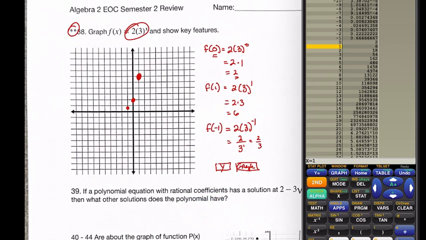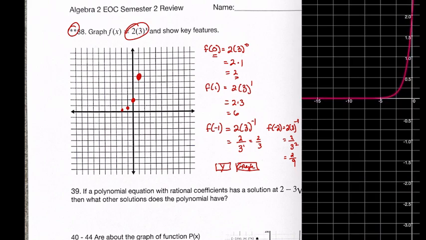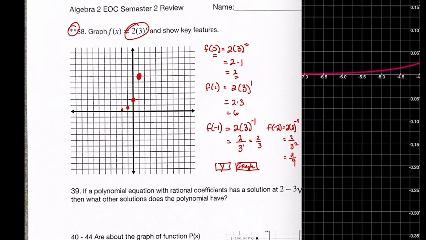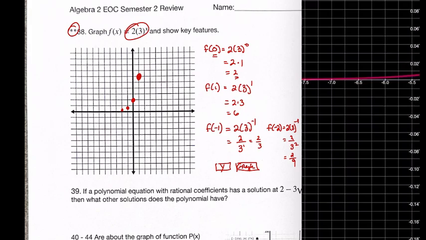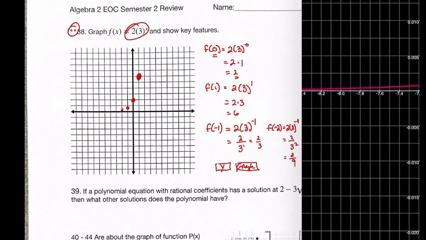And I could do one more. I could plug in negative 2. F of negative 2 would be 2 times 3 to the negative 2, which is 2 over 3 to the positive 2, which is 2/9. So at negative 2, I'm even getting closer to the x-axis. If you look at my graph again, you actually see it looks like it's touching the x-axis right there. But if I zoom in really far, you will notice it doesn't touch it. It has just a little space always right between the x-axis and our curve.